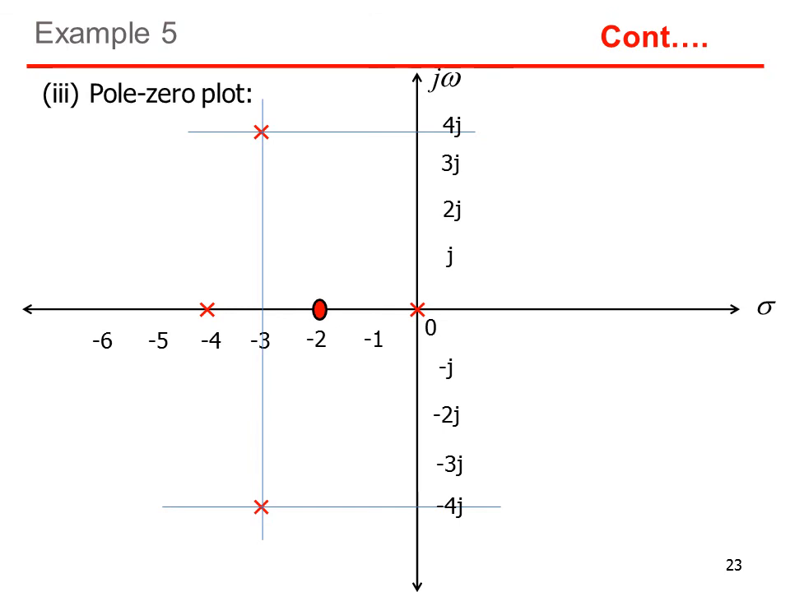So here is the pole-zero plot where the zero at minus 2 is given by the circle, and the poles are 0, you can see, then minus 4, minus 3 plus 4j, see carefully, and minus 3 minus 4j on the pole-zero plot.